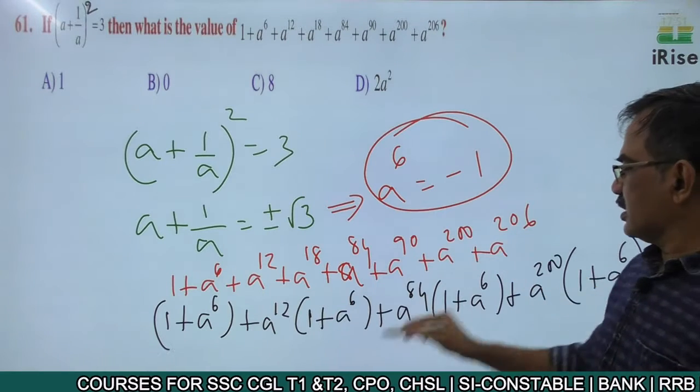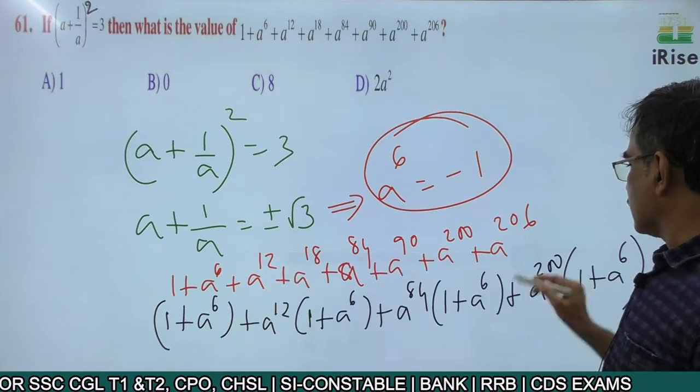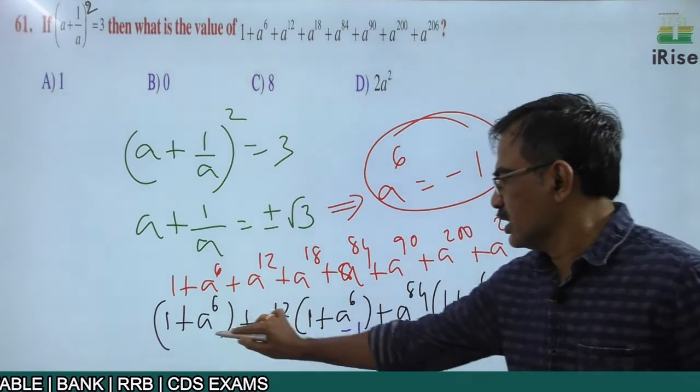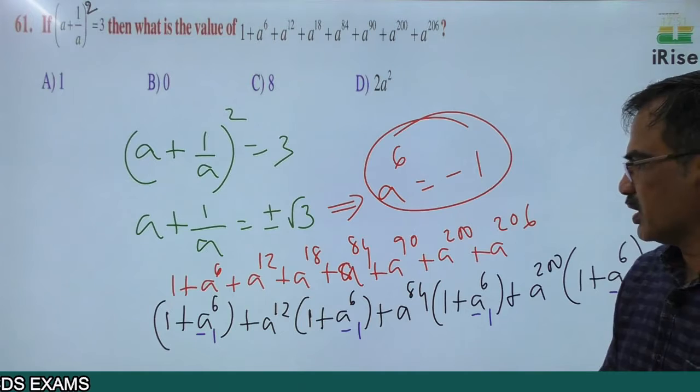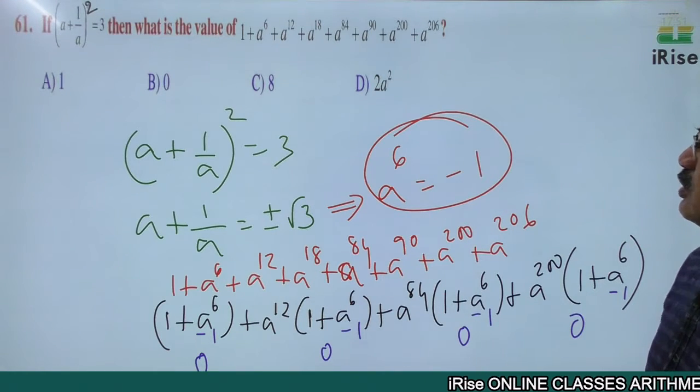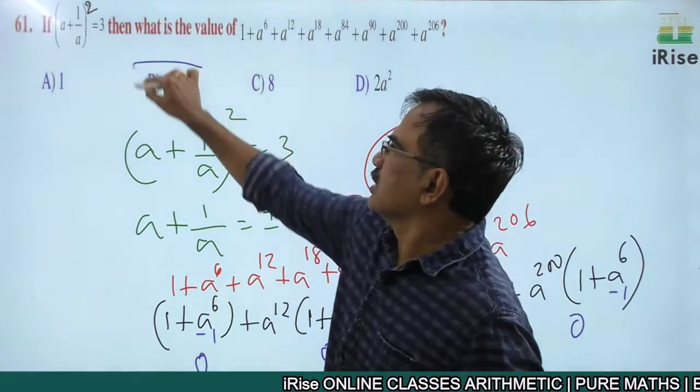So here a power 6 is minus 1. So put a power 6 as minus 1. This is minus 1, this is minus 1, this is minus 1, this is also minus 1. 1 minus 1 is 0, 0, 0, 0. So the answer is 0 for this question.